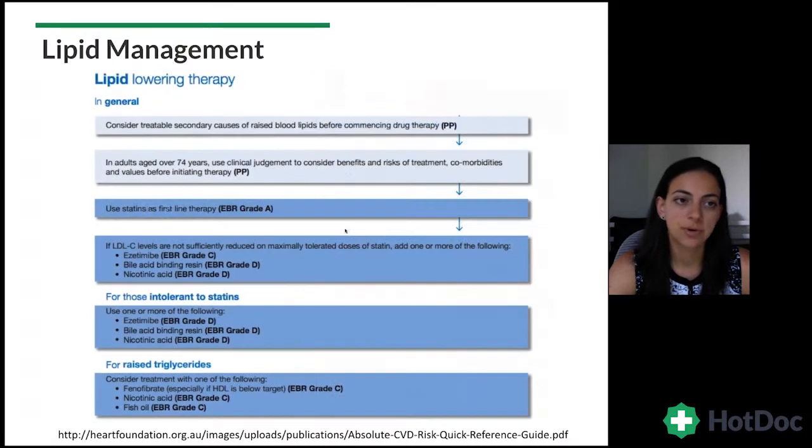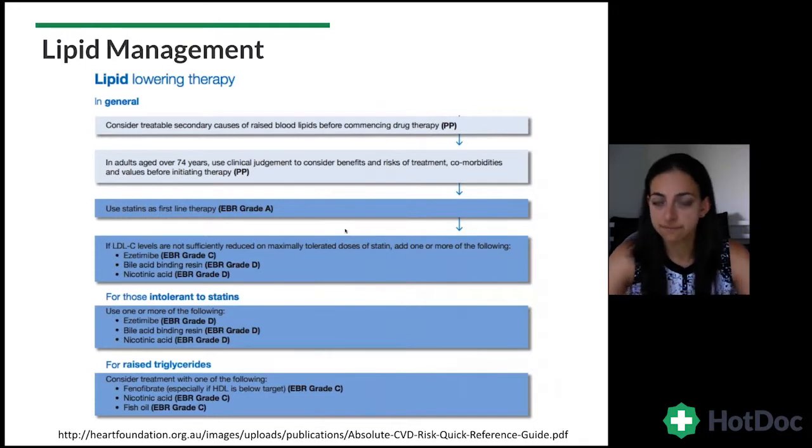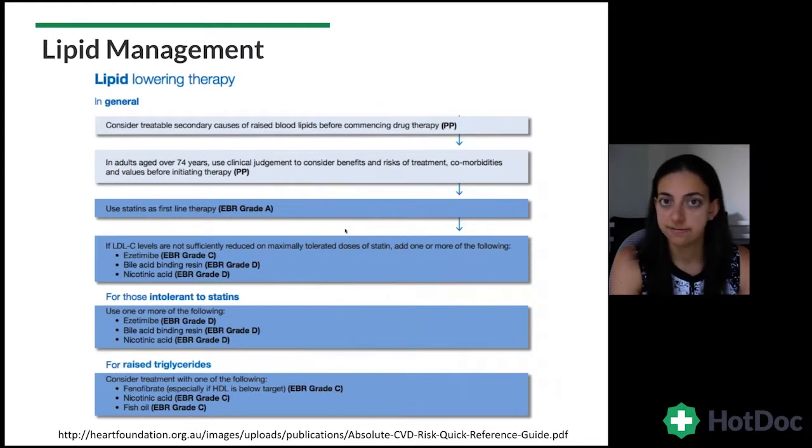So I'll give you an example. This is again from that guide. In terms of lipid lowering therapy, if we've identified from their absolute risk that yes, it is an area that this patient would highly benefit from, we'd get a good impact overall.